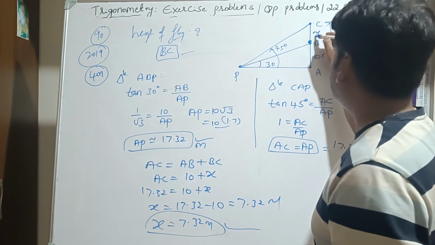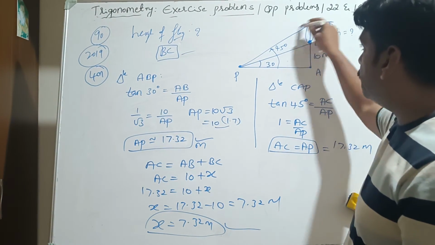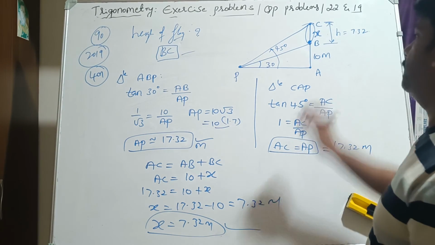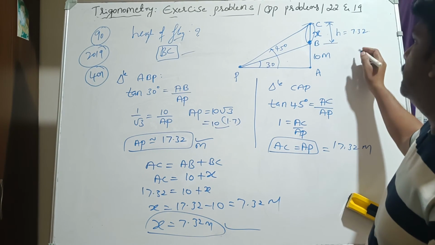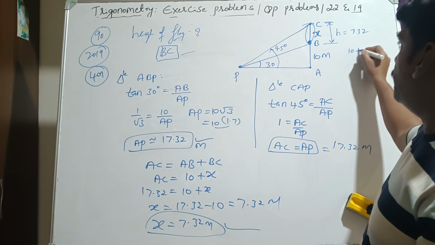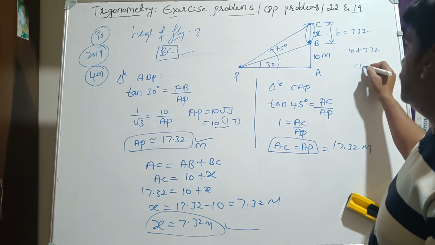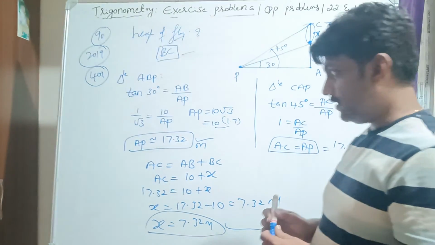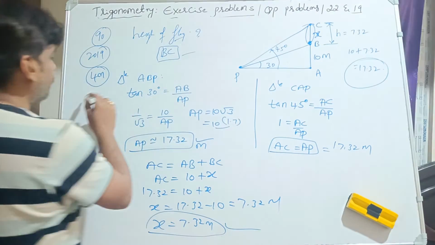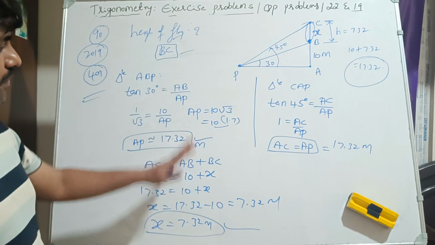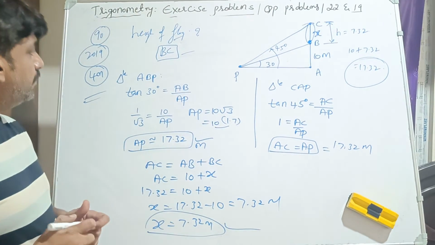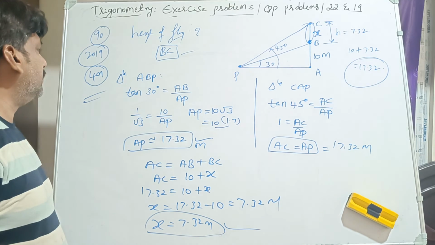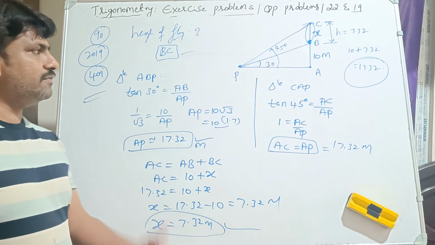The height of the flag in the given problem is this portion. This is nothing but 7.32, right? So this is 10 and this is 7.32. So it is totally 17.32, right? This is what they asked in the question in 2019 for 4 marks. Look at it now. It looks like 4 to 5 steps are there, but still this problem is asked for 4 marks.